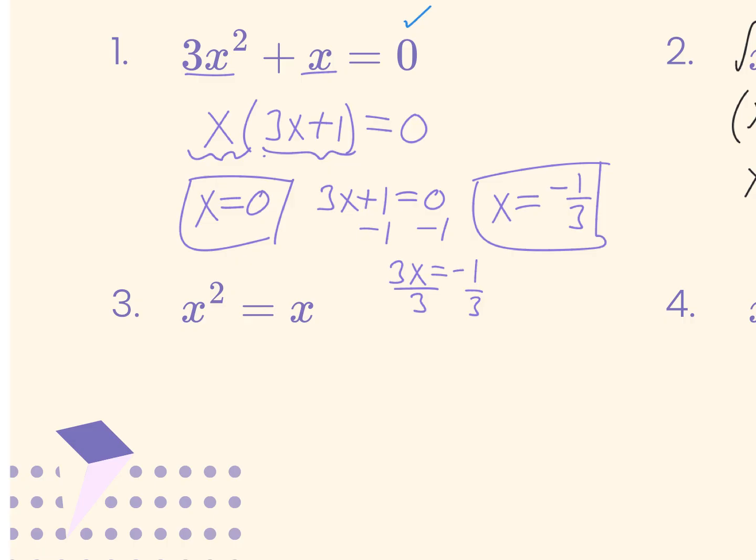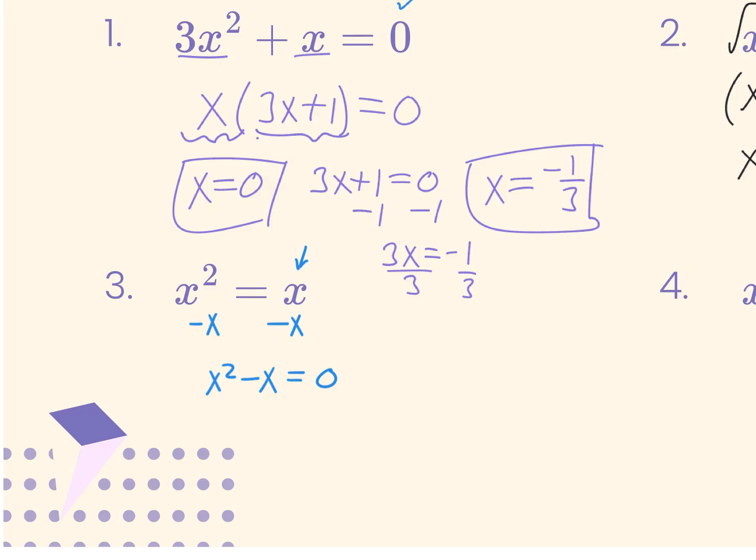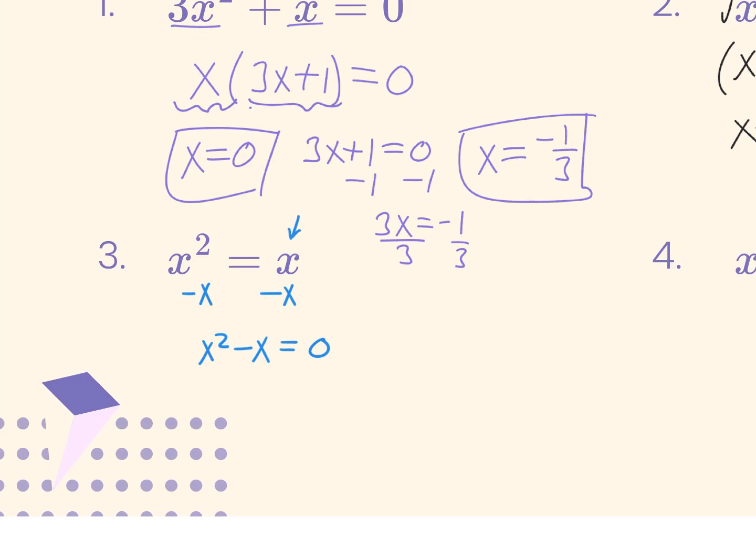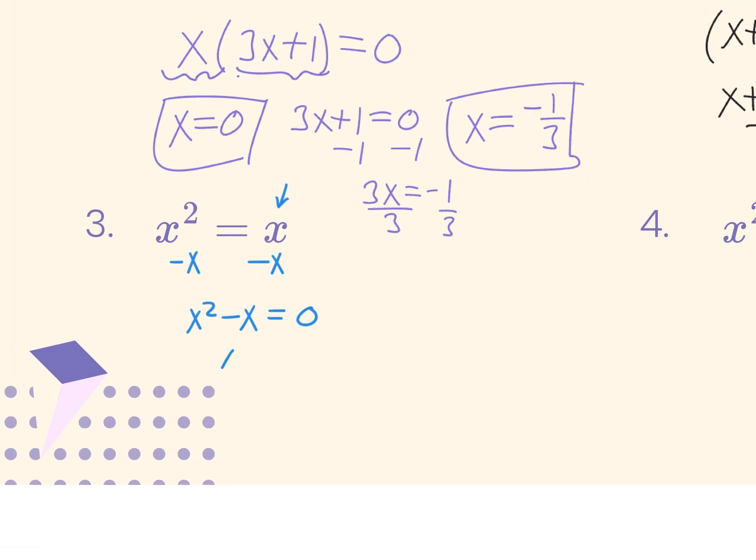So let's try this one now. Slightly different only because this first thing, it's not set equal to 0. I want to make sure first that it's set equal to 0, so what I have to do is I can subtract x on both sides. So then I get x squared minus x equals 0. And then again, factor it as normal, right? It looks like from here I can take out a GCF of x. And then once I take out an x, I'm left with x minus 1 equals 0.